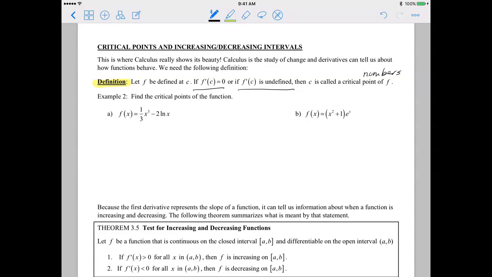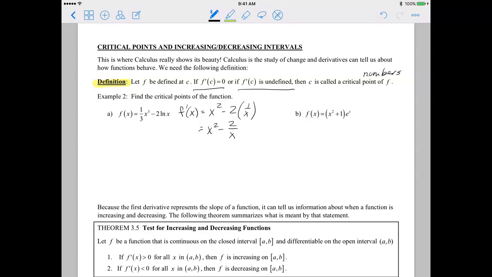Okay, so example 2, we want to find the critical points of the function f of x equals 1/3 x cubed minus 2 natural log of x. Well, in order to find critical points, I have to take the first derivative. So f prime of x is going to equal x squared minus 2 times the derivative of natural log of x. I remember that the rule is u prime over u. In this case, u is just x, and so the derivative is 1 over x. Okay, that will clean up to x squared minus 2 over x.